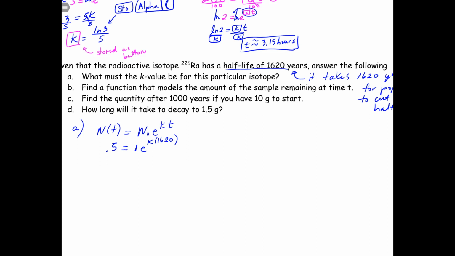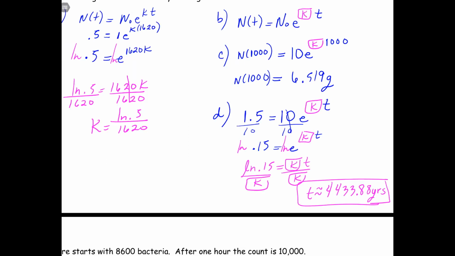Okay, do you guys want to keep going on your own or keep going together? On your own? Okay, go ahead and finish this, and then we'll take a look at our answer. Few things to check. Make sure you have K correct. Natural log of 0.5 over 1620. Letter B, your function just contains the rate of change. So it's just showing what the function would look like with this specific rate of change. Letter C, you're finding the number at 1,000. You're finding the population after 1,000 years. And then letter D is using the initial population from C. You should get the time to be approximately 4,433.8 years.